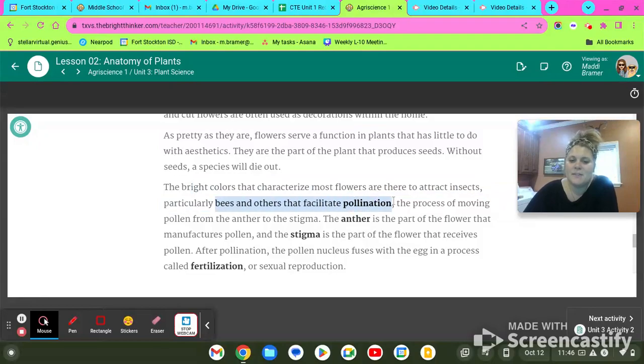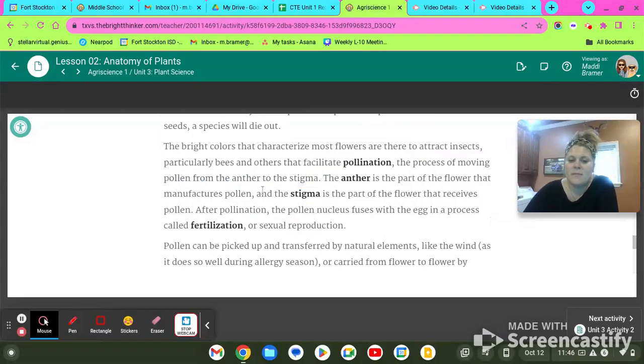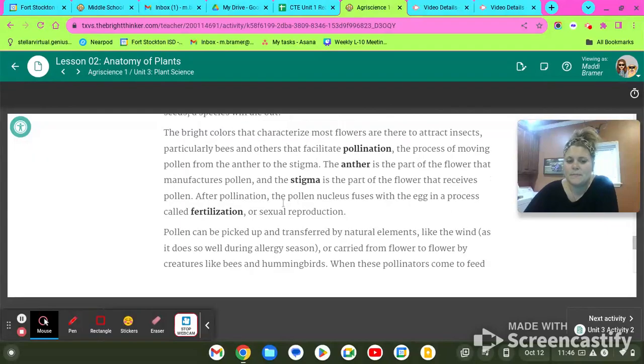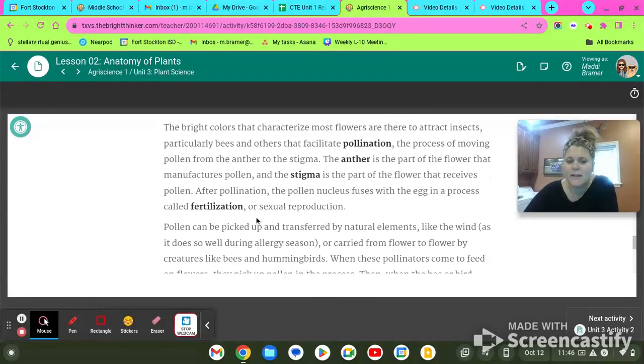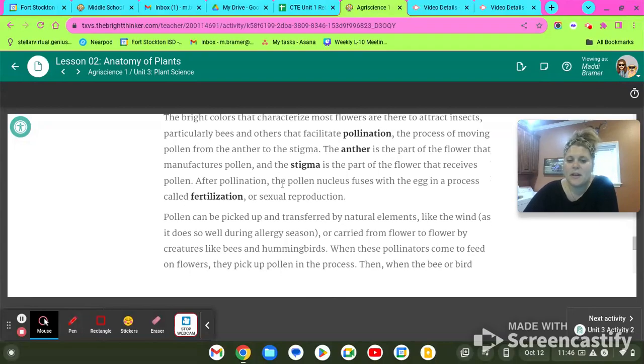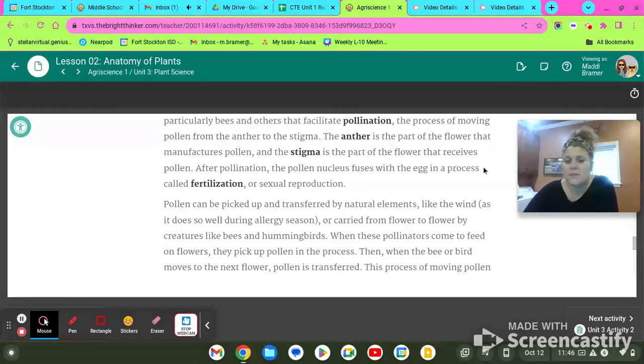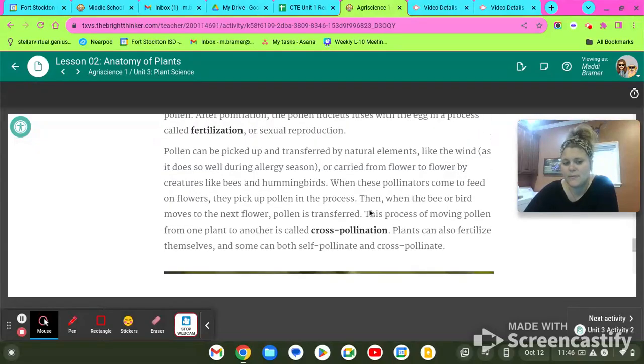Particularly bees and others, like hummingbirds, facilitate pollination, which is the process of moving pollen from an anther to the stigma. The anther is the flower part that makes the pollen, and the stigma is the part that receives the pollen. Yes, there are female and male plants. There are some plants that have both female and male parts. After pollination, the pollen fuses with the egg, and that's fertilization or sexual reproduction. That's how we get new plants.